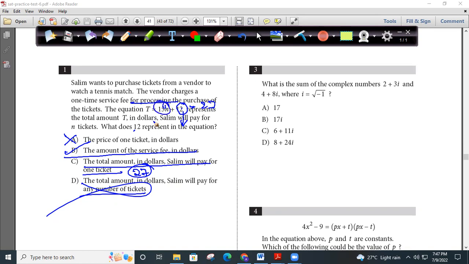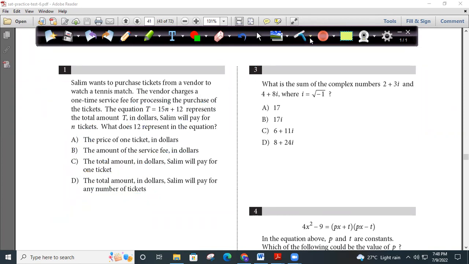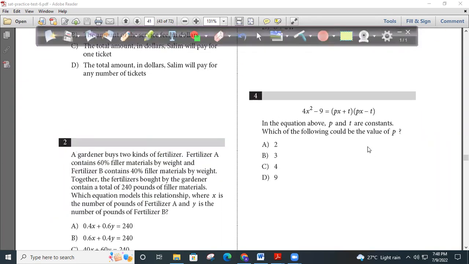What is 15? Actually, the price of one ticket in dollars. If they ask you the meaning of 15, A for Agra would have been the answer, because for every one ticket that you need to buy, you need to pay $15 extra. They're asking about 12, so it is the service fee that you need to pay. If they ask you the meaning of 27, the total amount in dollars Salim will pay for one ticket, C for Chennai should be your answer. You should have such clarity in what should be the answer when.